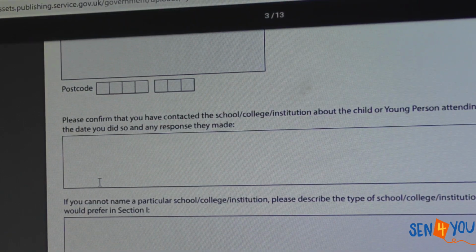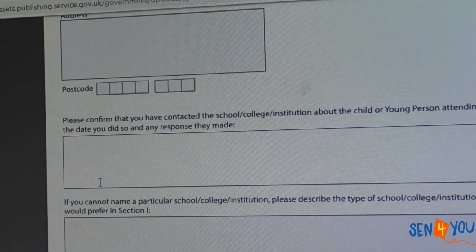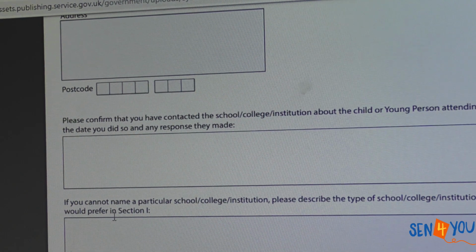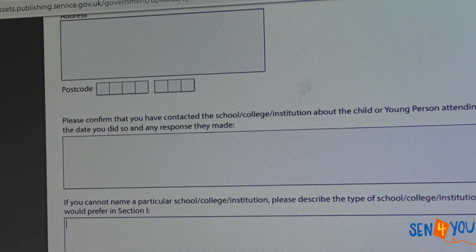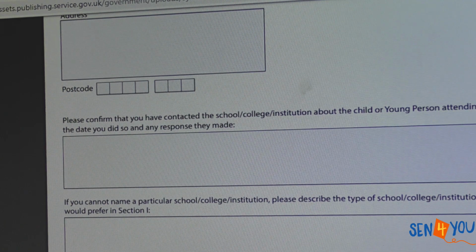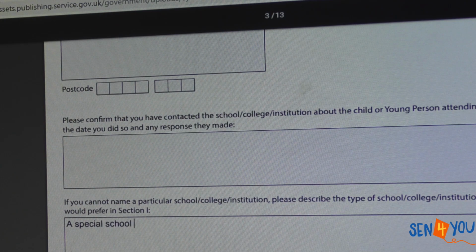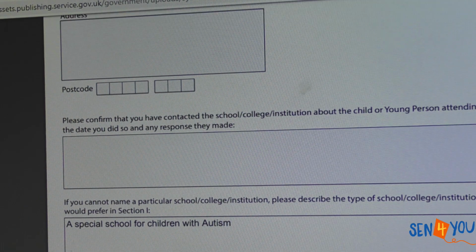Now what we're going to look at here is, in this instance the local authority has not named a particular setting, they've simply named a type. And let's, for the sake of argument, just say they've named a special school. So that's a maintained special school is the described type. What we would say is we don't agree with it, we want a special school for children with autism. And that's because that's the designation of the school that you want.